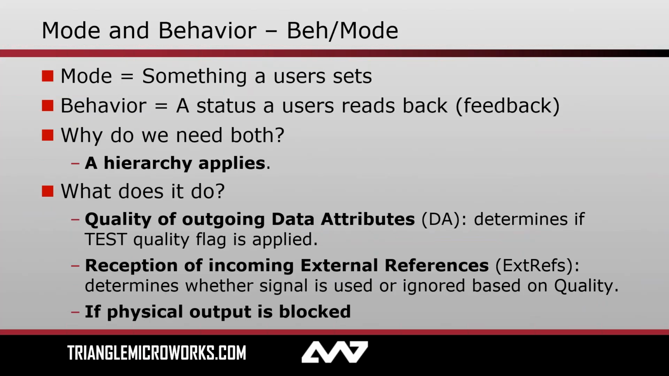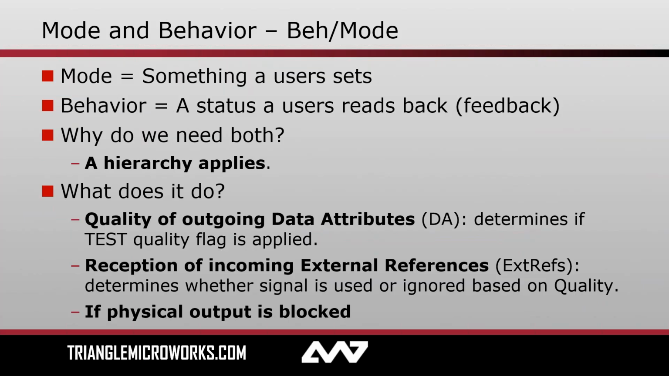Now, the important part, what do they actually do? What's the purpose of mode and behavior? Well, they really do 3 key things. The first is determining the quality. Quality is a data attribute that's associated with each logical node or data object specifically. It determines the quality of any messages which are ultimately published. So specifically, it sets the quality to test if I'm in a mode of test. Additionally, when I'm receiving messages, my behavior or mode will determine which signals I process and use and which ones I ignore, based on the quality of those incoming messages.